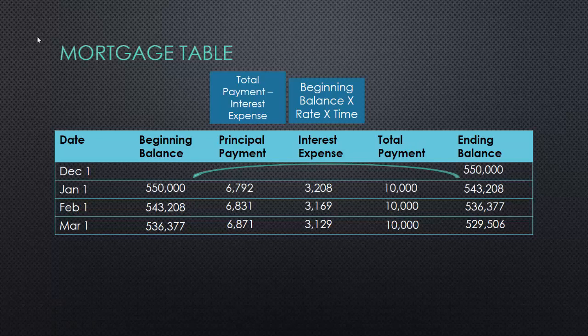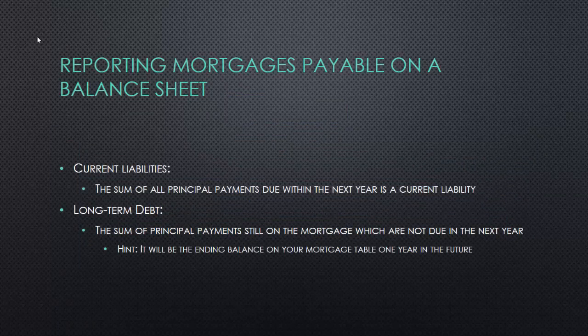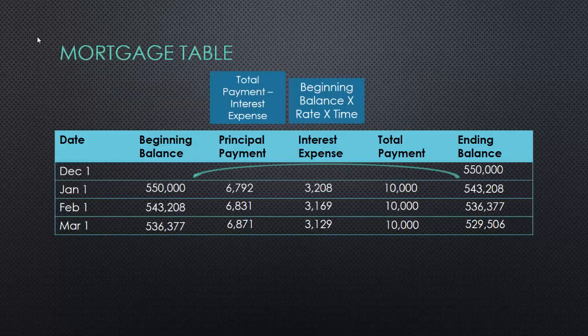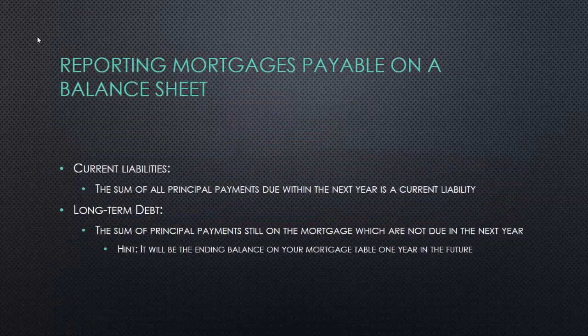So lastly, how do you report mortgages on a balance sheet? It's the same concept with all liabilities. It's current if it's due within the next year, and it's long term if it's due at least 1 year in the future. So the portion of mortgages payable that you report on current liabilities, you would go, say, back to this chart, and you would figure out what your principal payment is for the next 12 months. Add them all up, and that is your current portion of your mortgage, which means that your long-term debt has to be everything else that is due on your mortgage.